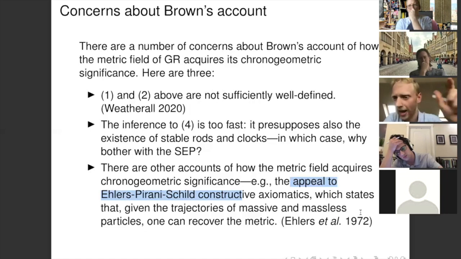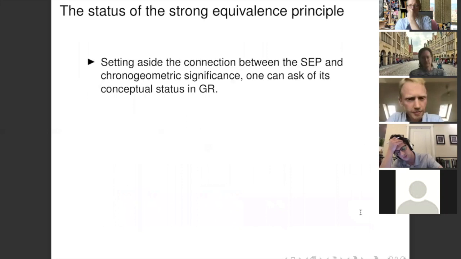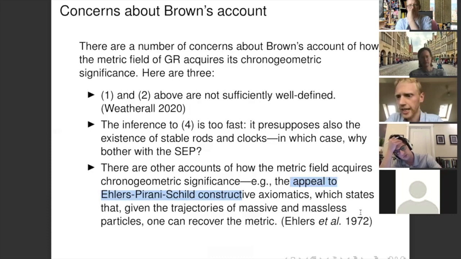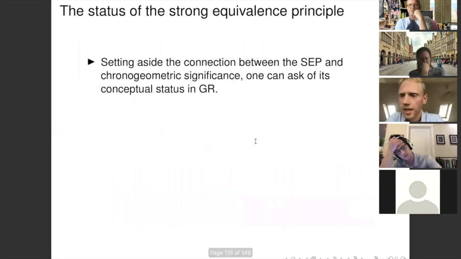So, there's definitely more to say on behalf of the dynamical view to explain why the SEP is playing a crucial role in the metric field of general relativity having its chronogeometric significance. Another autobiographical remark, I used to think that it was very important, but I'm increasingly persuaded by these criticisms that it's not as important as, say, you might get the impression that it is from the last chapter of Brown's book. Regardless of that, another interesting question is what the conceptual status of the strong equivalence principle is.